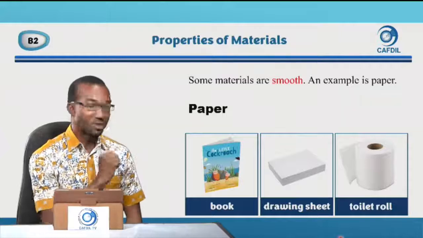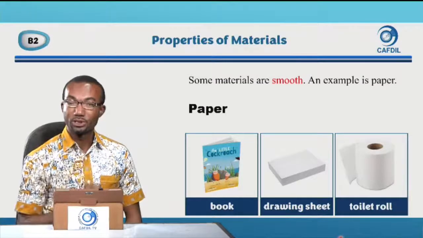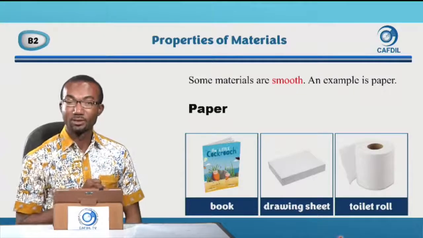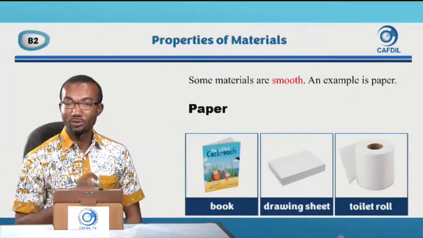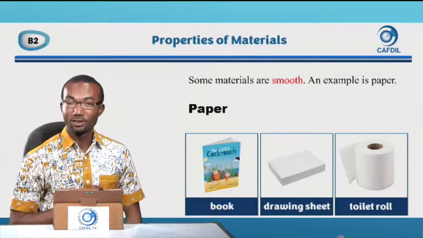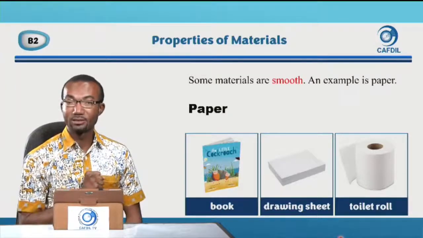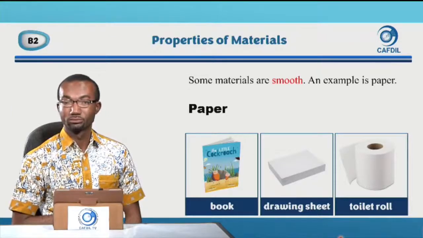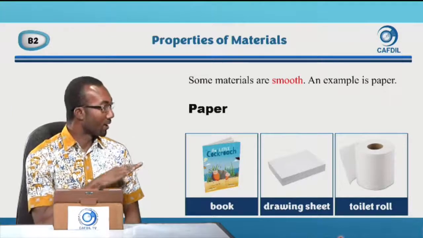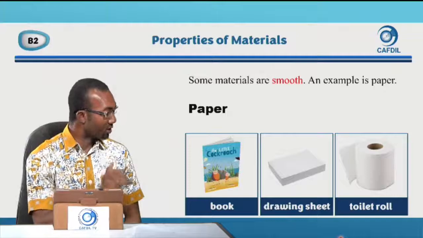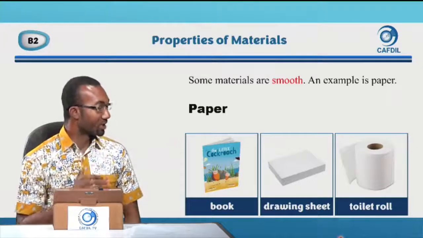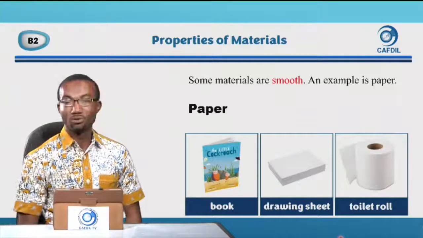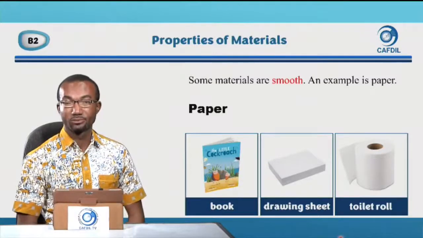Assuming toilet rolls are made of wood, or of metals, you will always be crying when you feel like going to the toilet, because what you use to clean is very rough and it will always wound you. So because paper is smooth, we use it to make books, drawing sheets, toilet roll, and then tissue papers.